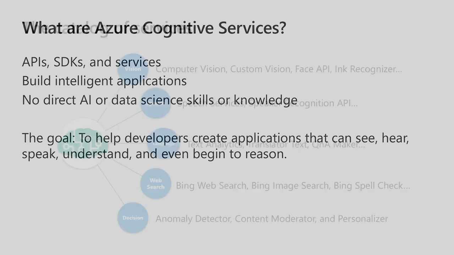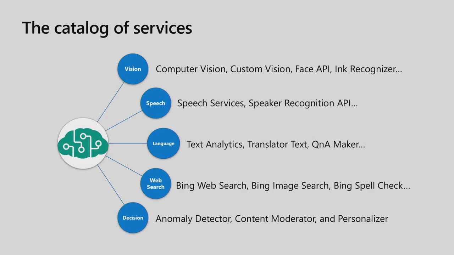So when we talk about cognitive services, there are a couple of different ones. We have a catalog of services that can be somewhat organized in 5 pillars. We have vision, speech, language, web search, and decision. All of those pillars contain different capabilities. For example, for vision, you can do some face recognition, computer vision, you can have an ink recognizer. With the speech, we have speech services, so we can translate text to speech.